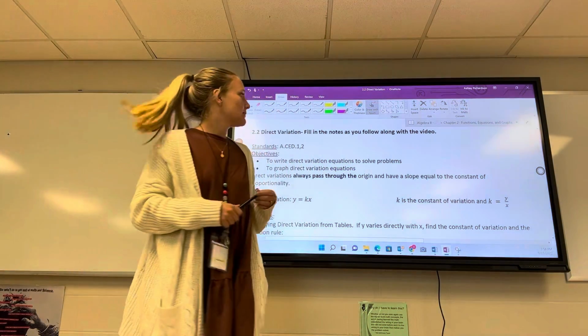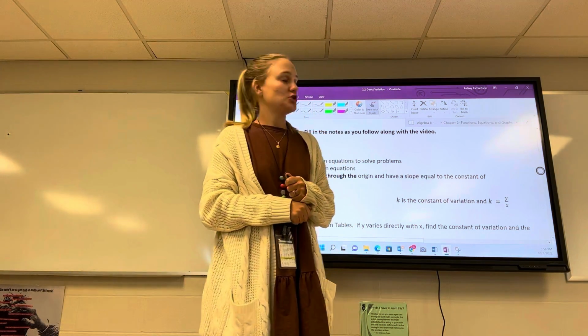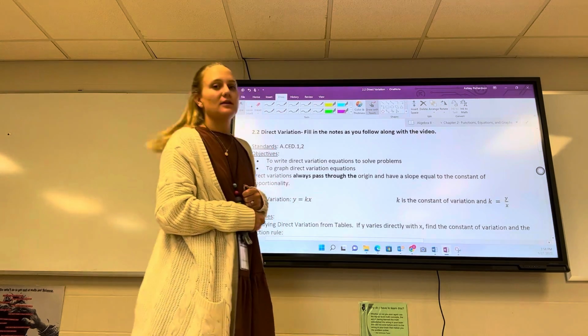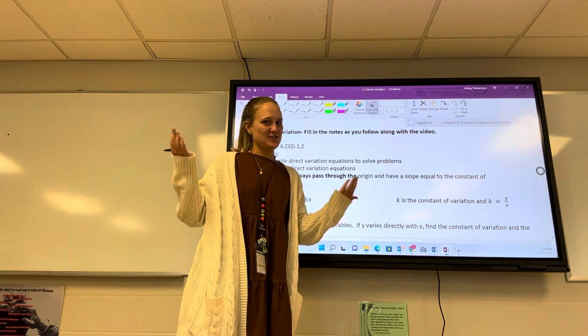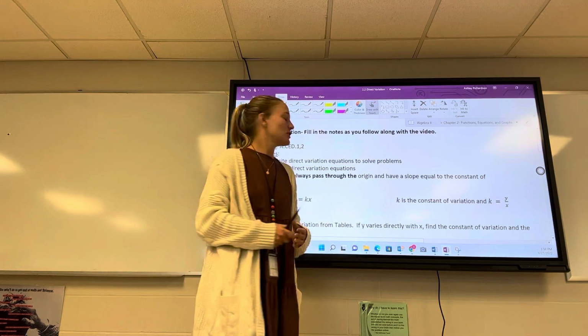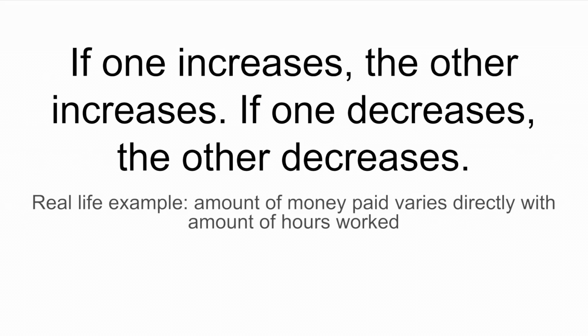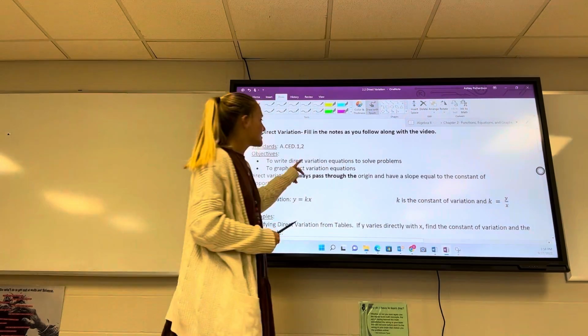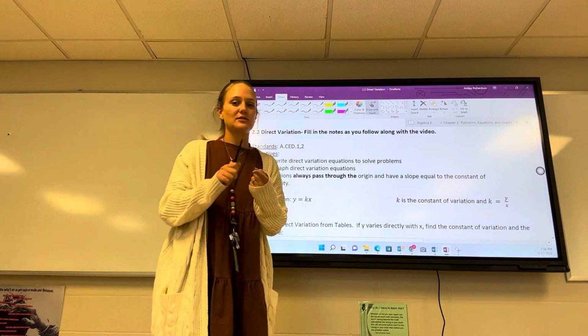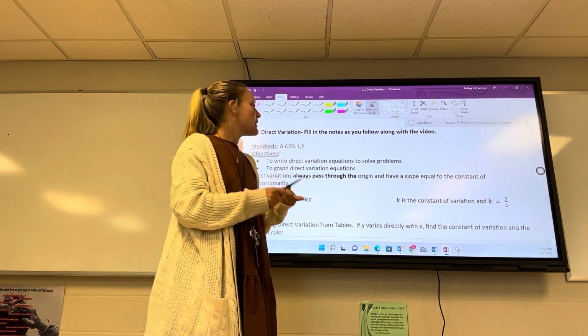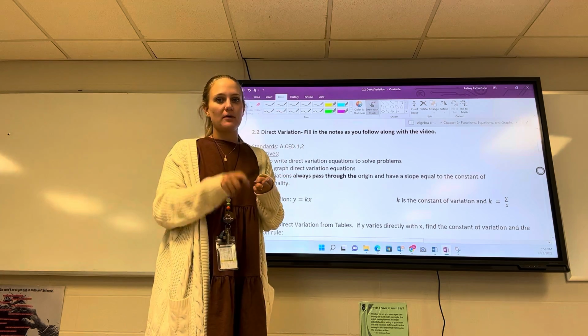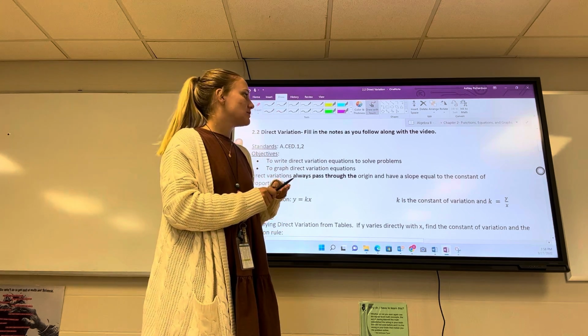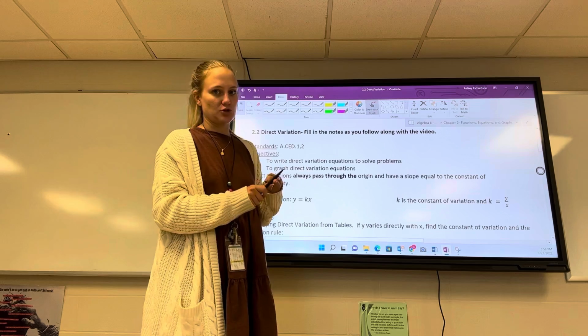All right, so today we're going to talk about direct variation. Direct variation is when something varies directly with something else. A direct variation is always going to pass through the origin when it's graphed, and it's always going to have a slope. The slope of that direct variation is always going to be equal to our constant of proportionality.